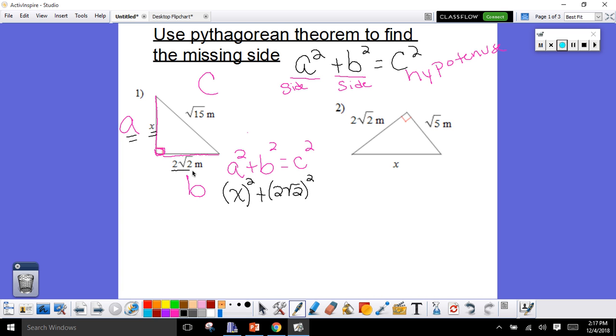Now please be really careful. Some mistakes that I saw when you guys were working on your assignments, you are getting rid of the square root. So make sure that if a side has a square root, I write it into my equation in parentheses. Then I substitute for the c. Parentheses as well, square root of 15. Close parentheses, then square. I substituted my values into my formula.